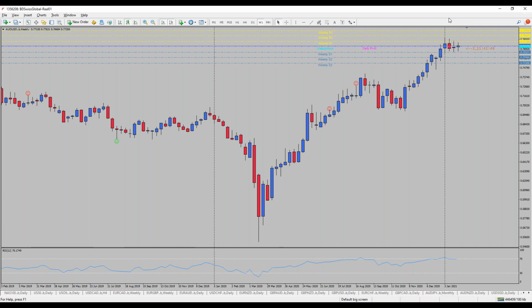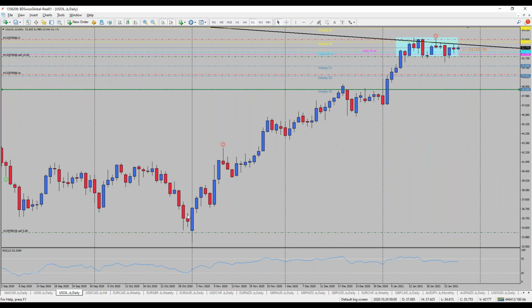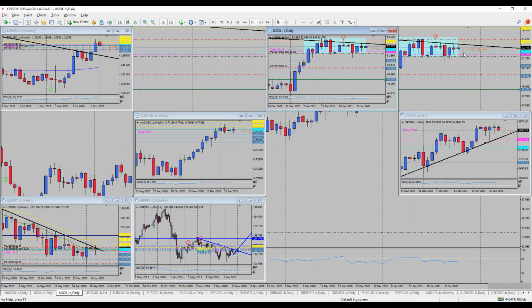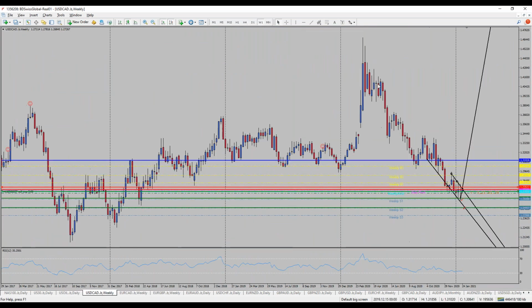You can see another one as well. Oil market: if oil goes up, usually the price of the Canadian dollar also goes up, which means, for example, USD/CAD should rather go down.